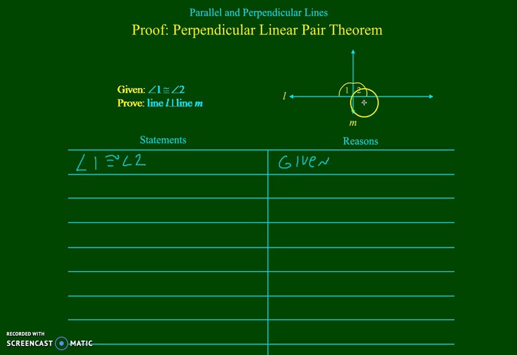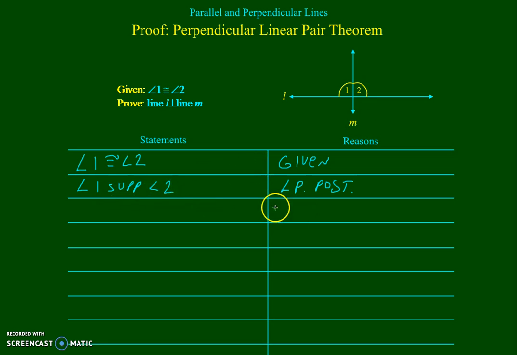Now let's see how to put that down on paper. The first thing we said was that these are a linear pair and therefore they're supplementary. So we're going to say angle 1 is supplementary to angle 2. We don't need to say that they're a linear pair. That's kind of an obvious statement. But we need to state that those angles are supplementary.